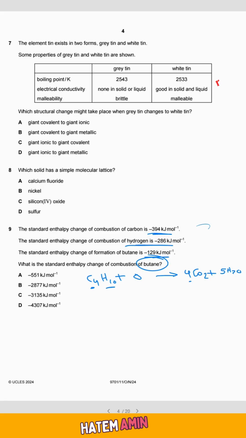5H2O. Now from the number of oxygen here, we can detect how many oxygen we should use in complete combustion. In the products, we have 4 times 2 is 8, and here 5 oxygen, so all of them are 13 oxygen, so it will be 13 over 2 O2. This is the equation of combustion, and we need to find the enthalpy change of this combustion.